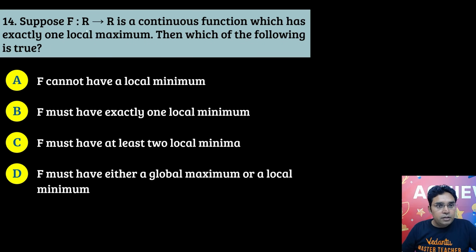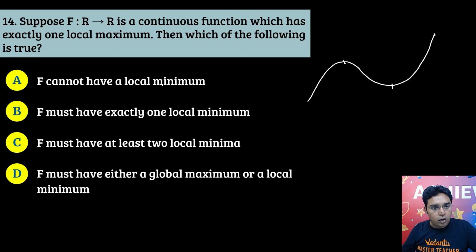Coming to the next question, suppose f from R to R is a continuous function which has exactly one local maximum, then which of the following is true? Let us read the options one by one. It says f cannot have a local minimum. It is having exactly one local maximum. It cannot have a local minimum, but I think that is wrong, because for any cubic we know we have exactly one local maximum, one local minimum. So saying that it cannot have a local minimum is wrong. F must have exactly one local minimum.